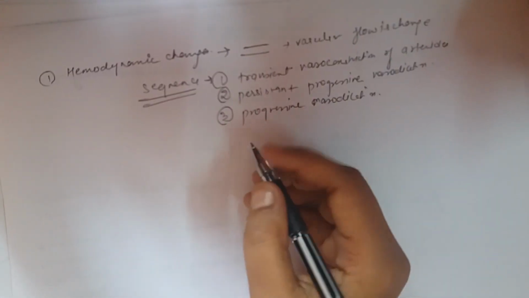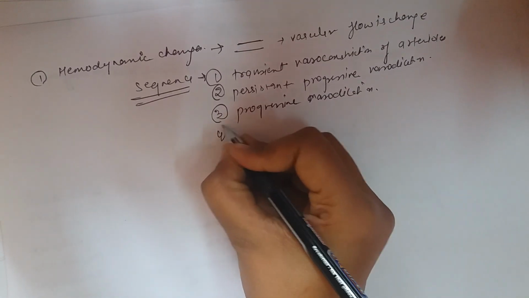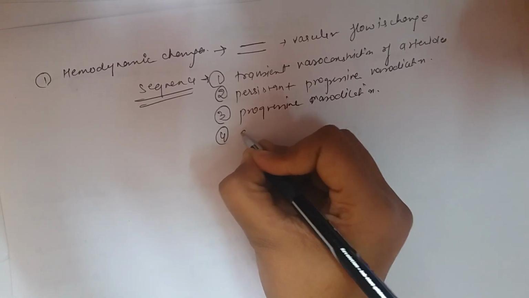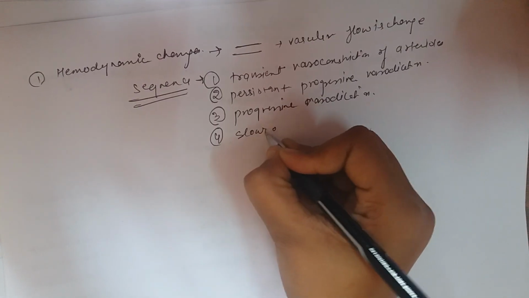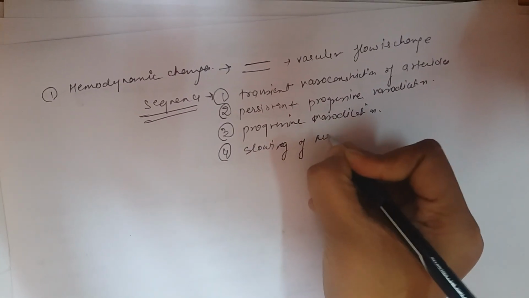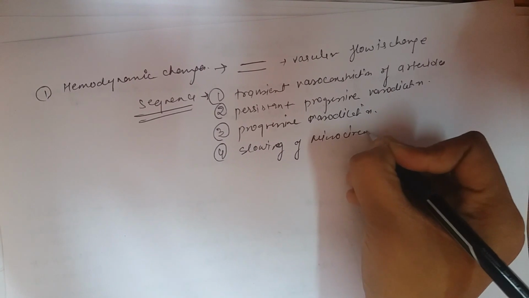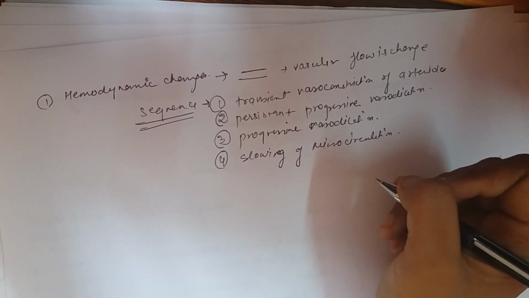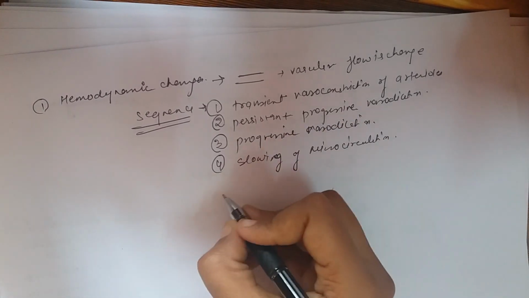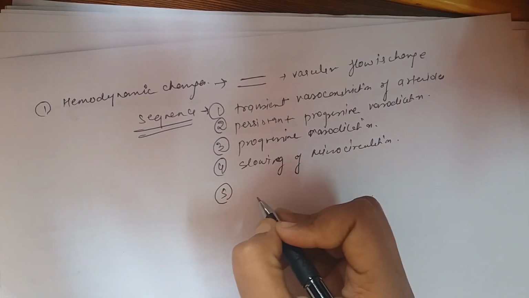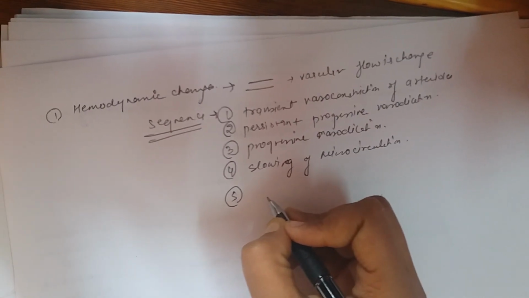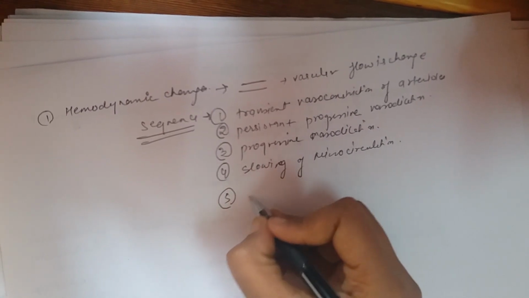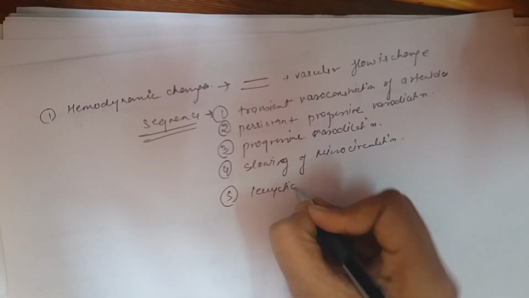Fourth is slowing of microcirculation flow. Fifth, after the slowing there is leukocytic margination.